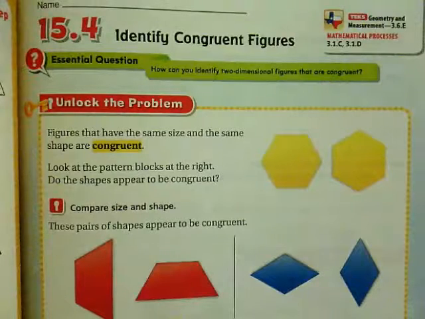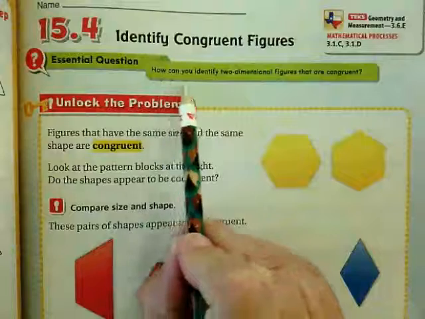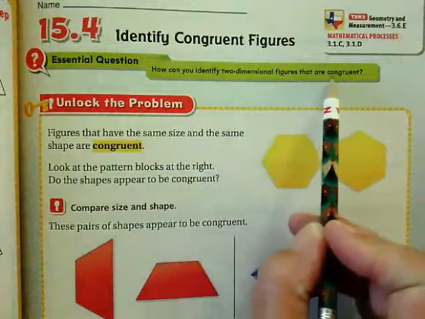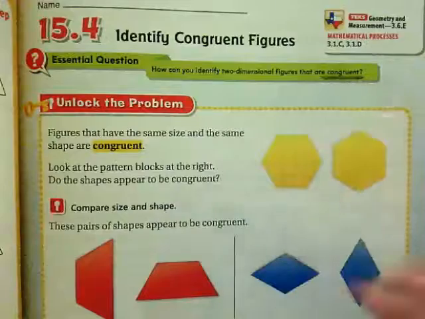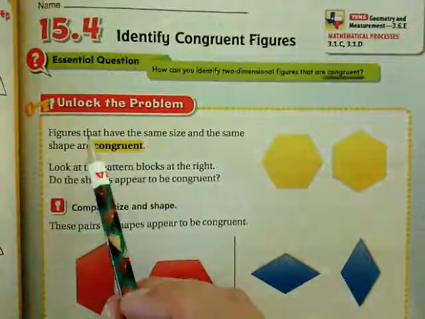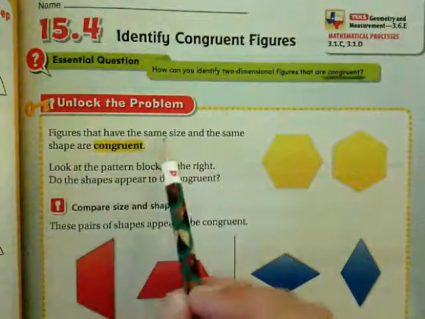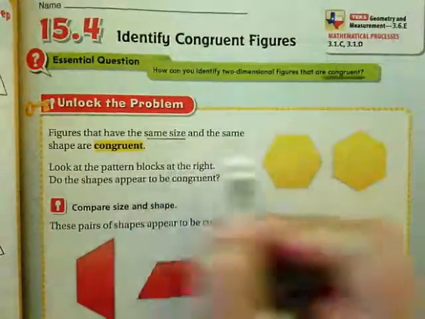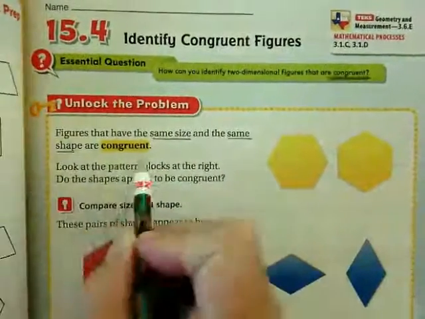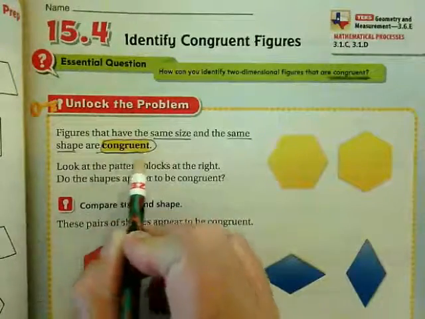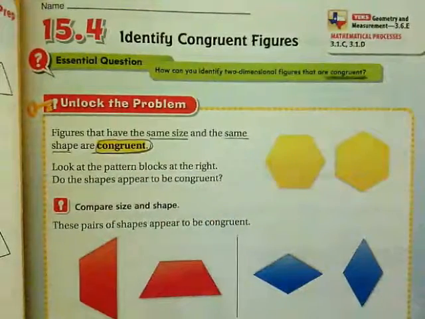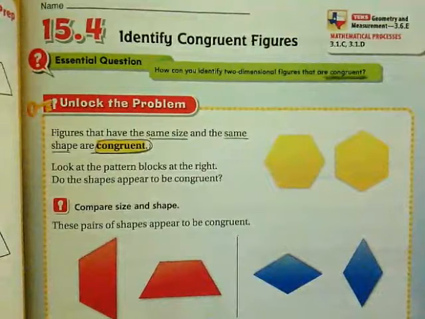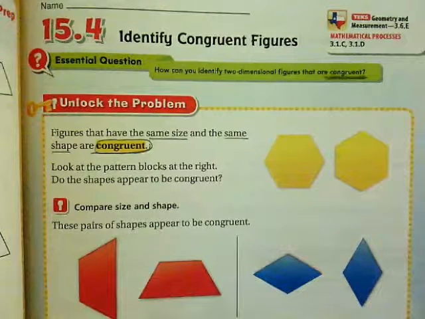The video that you watched, the couple videos you watched on congruent and not congruent, explained really well what the word congruent means. But we're going to go over it one more time. So our essential question today is, how can you identify two-dimensional figures that are congruent? Congruent is our vocabulary word of the day. So what does congruent mean? It says figures that have the same size and the same shape are congruent. So congruent is a fancy word that means same size, same shape. That is congruent.